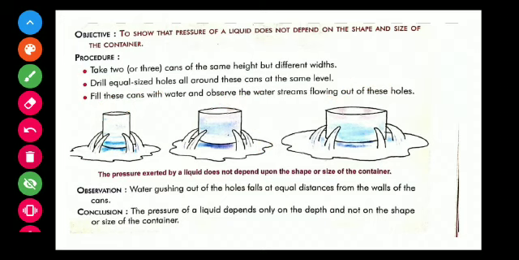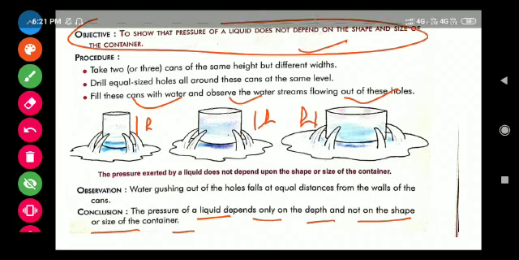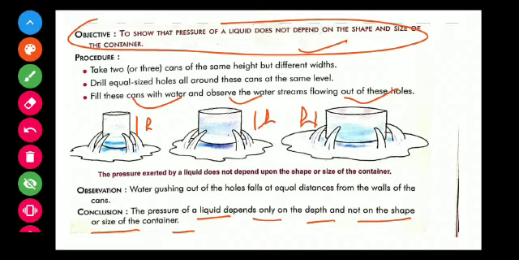Again, you can perform an experiment. Take 2 or 3 cans of the same height but different width. This is your can of the same height but different width. In each case the depth of the hole is the same, therefore the pressure is the same. The pressure of a liquid depends only on the depth and not on the shape or size of the container. Again, this is a very important point: pressure depends only on the depth and not on the shape and size of a container.